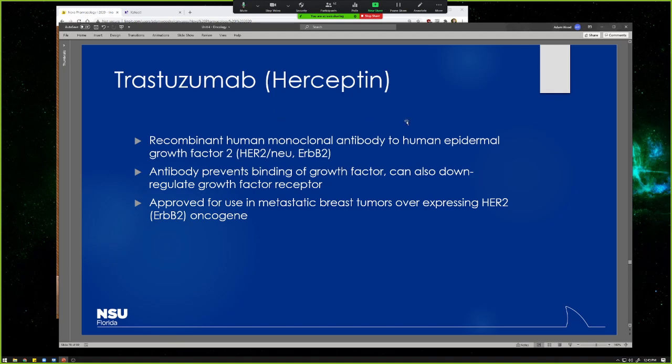Trastuzumab is going to be another one. This is going against the epidermal growth factor receptor 2, or HER2. This is kind of similar in terms of the tyrosine kinase receptors, but it's actually an antibody that's binding to it to neutralize it. It's able to downregulate that growth factor receptor and prevent binding of the normal growth factor. So again, you're inhibiting the cells from replicating here. Here's another targeted one, better for breast tumors that express the HER2 oncogene. Basically a way to say that it's expressing a cancerous mutation, essentially.